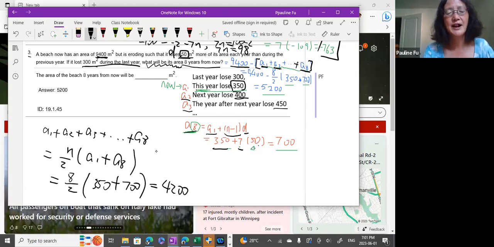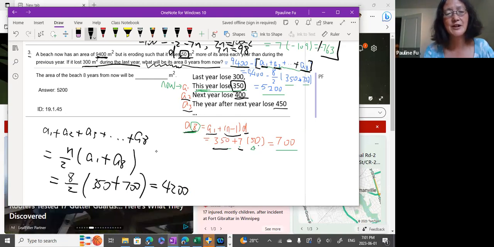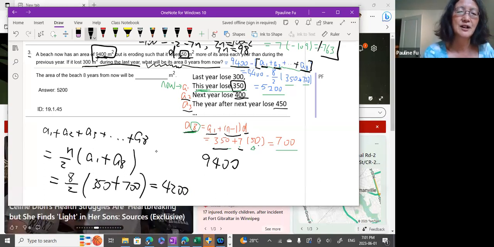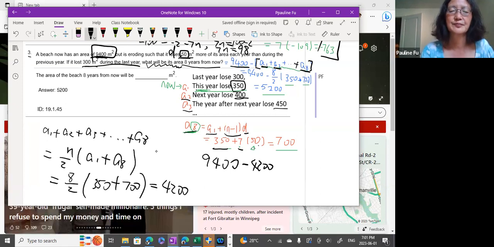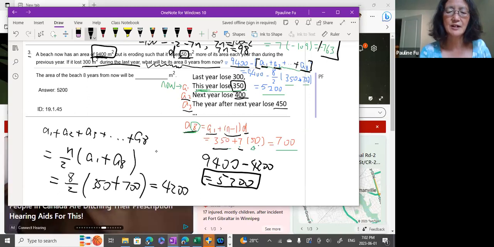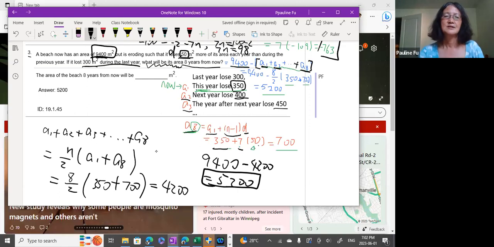But the question does not ask what the total area lost is. It asks what the area will be. So right now you have 9,400 minus the area you lost. That would be the area in 8 years. So this 5,200 is the final answer. Questions?